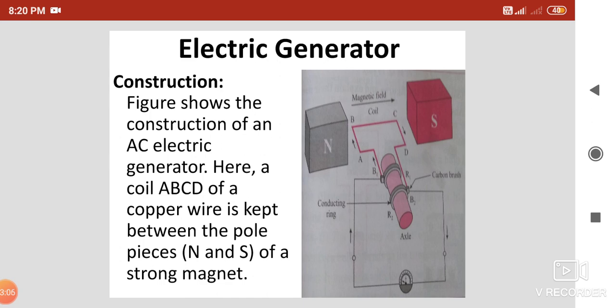So you can see in the half rotation the induced current flows in the direction A to B, B to C, C to D. After half rotation the induced current flows from D to C, C to B and B to A. Means after a half rotation there is a change in the flow of induced current, and this process continues repeatedly, so it is called alternating current.